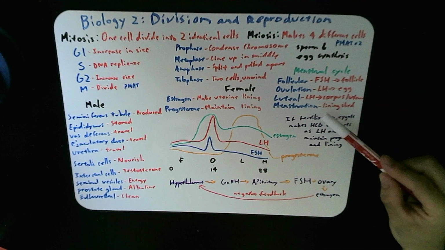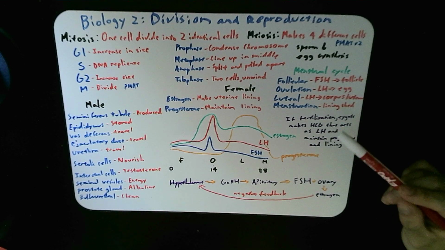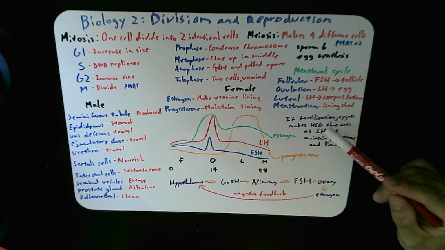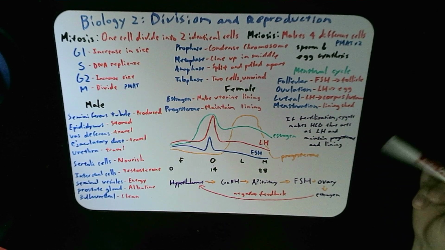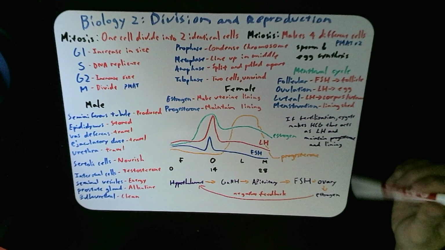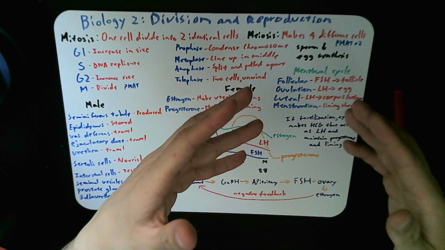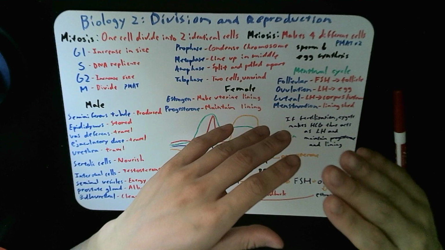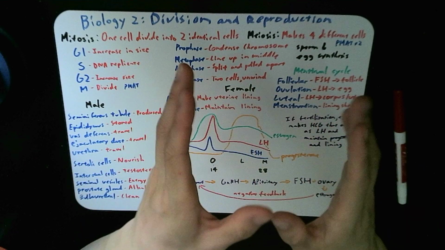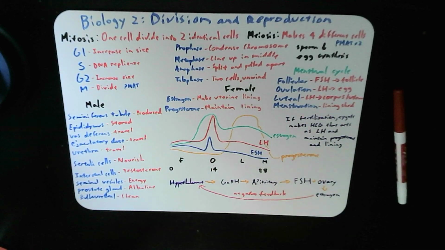If fertilization does occur, the zygote produces human chorionic gonadotropin, or HCG. I don't know, I forgot what it stands for, but HCG acts as the luteal hormone and stimulates and maintains the progesterone level. And since progesterone maintains the lining, that thickness gets maintained.